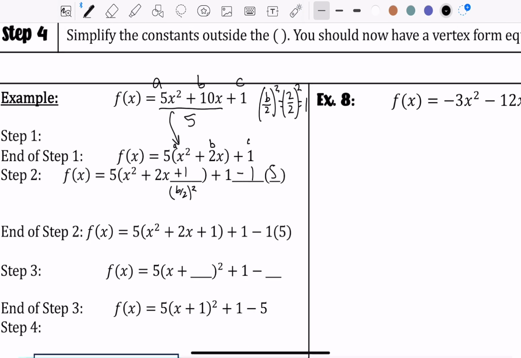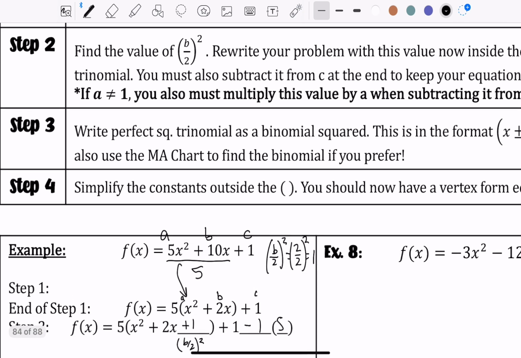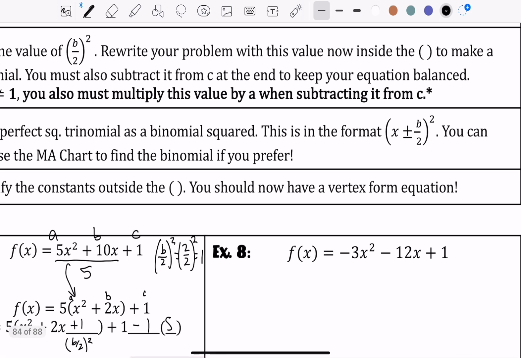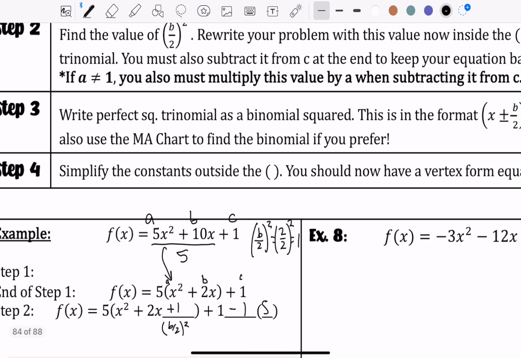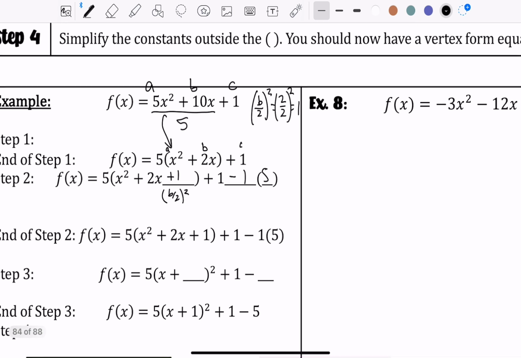Perfect. Now let's look at the next step. Step 3. Write a perfect square trinomial as a binomial squared. This is in the format x plus or minus b over 2, the whole thing squared. You can also use a multiply add chart to find the binomial if you prefer.